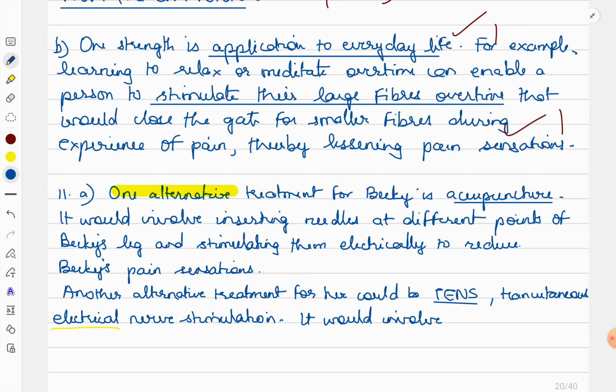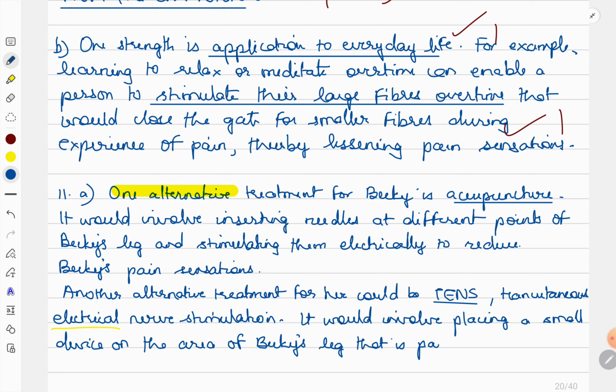So it would involve placing a small device on the area of Becky's leg that is paining, and delivering a mild electric current to it to relieve pain.